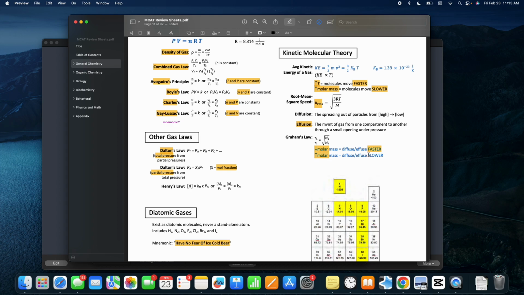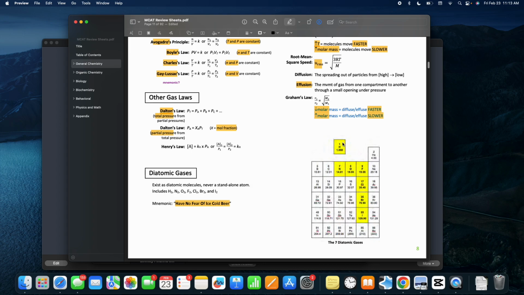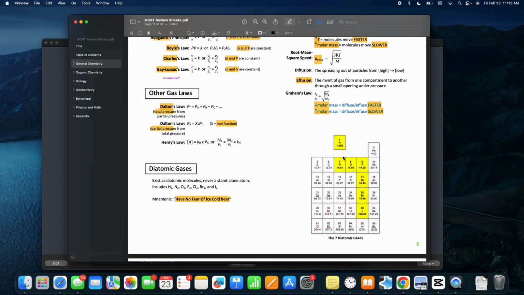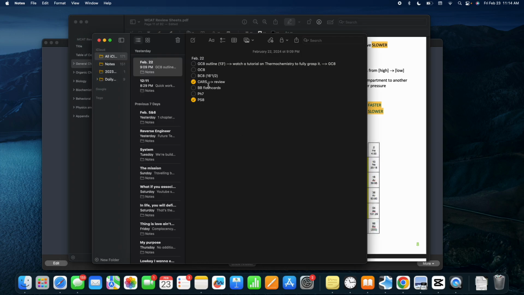Higher molar mass, diffuse or effuse slower. What are these? These are the 7 diatomic gases. Never, N2, have, H2, fear, F2, of, O2, ice, I2, cold, Cl2, beer, Br2. Perfect. Okay, we can check that off.